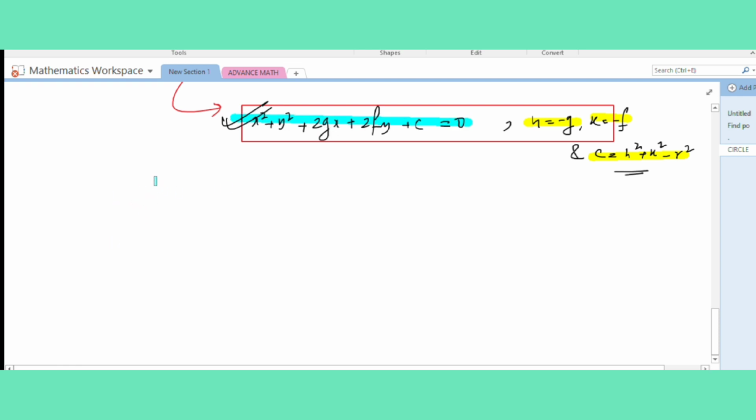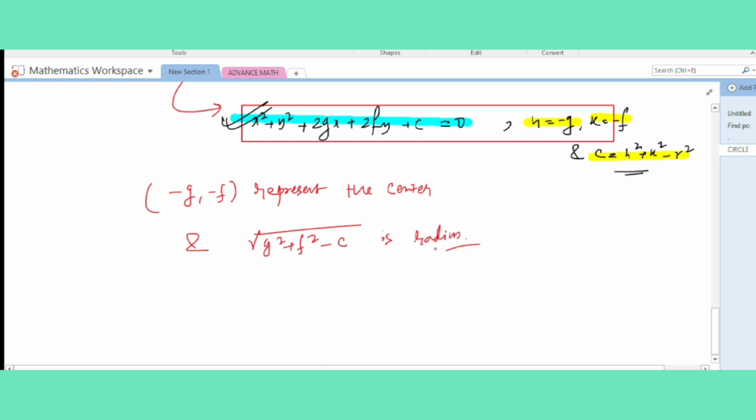Here minus g and minus f represent the center, and root under g square plus f square minus c is the radius. This g square plus f square minus c definitely should be greater than 0. Then only the circle is possible.